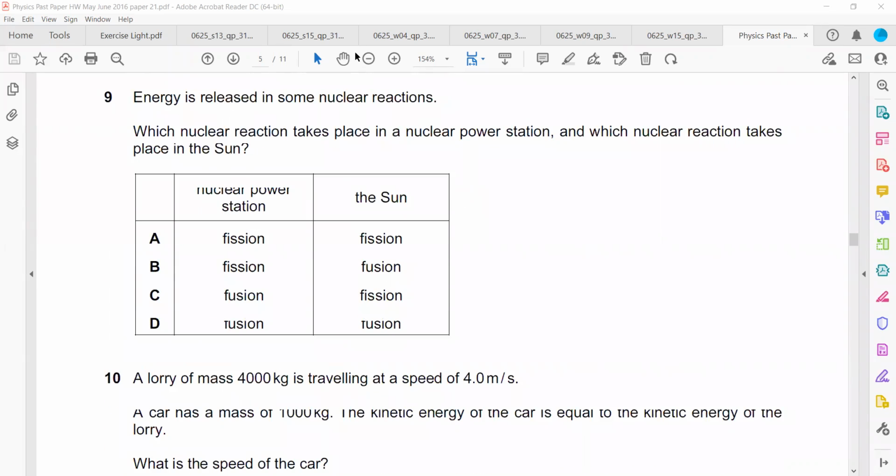Energy is released in some nuclear reactions. Which nuclear reaction takes place in a power station? So what we do in a nuclear power station, we take a heavy nucleus which is uranium 235.